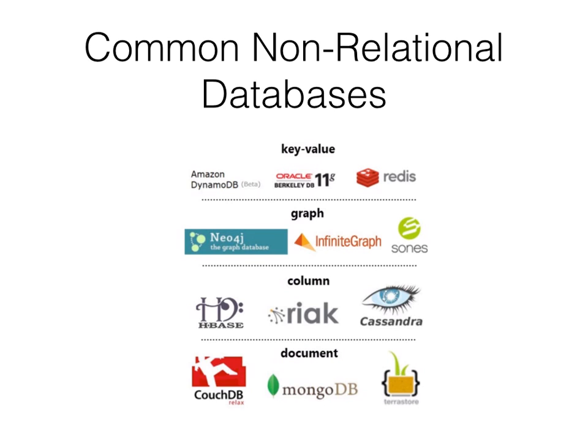Graph databases, I haven't used these. Neo4j, Infinite Graph, Sones, there's a few others out there as well. Column databases: HBase, Riak, Cassandra. Cassandra's, I think, one of the more popular ones. And then not on here is Google's Bigtable. And then the last are these document stores: CouchDB, MongoDB, and TerraStore.